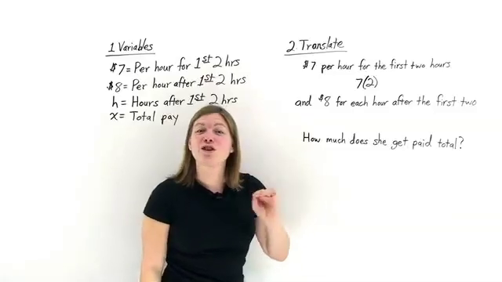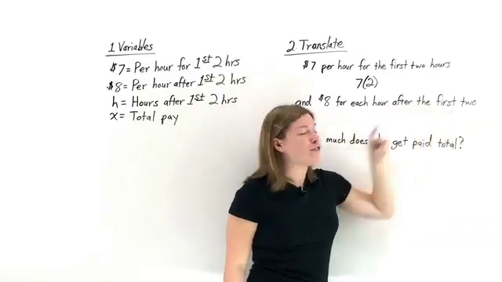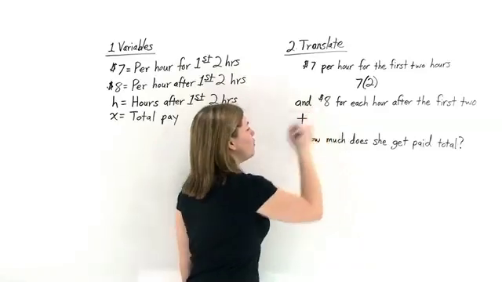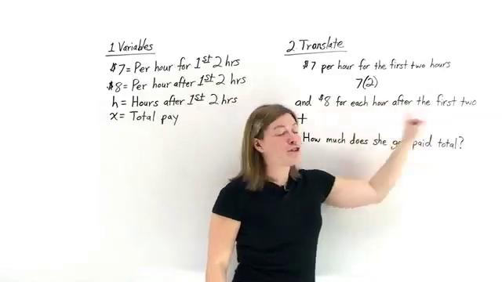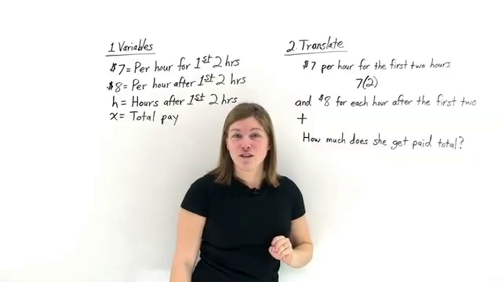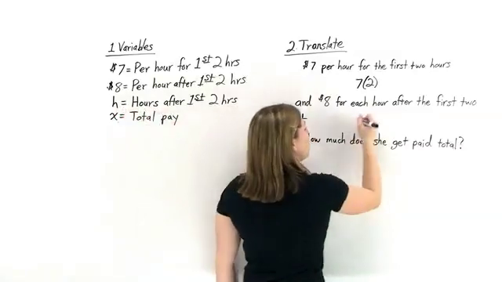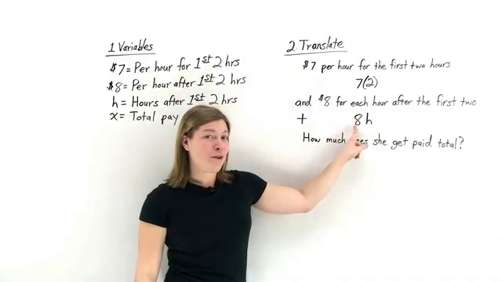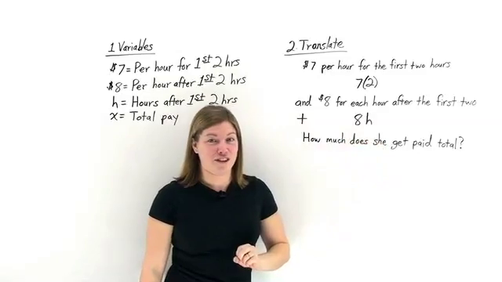Great. Now let's go on to the next phrase. And $8 for each hour after the first 2. Well, in math, "and" means that we're adding things together, so we need to put a plus sign there. Now she's charging $8 for each hour after the first 2. We don't know how many hours she works after the first 2, but we have a variable that represents that, H. So here we need to take 8 times H, the amount she charges for each additional hour after the first 2, times H, how many hours she works after the first 2.